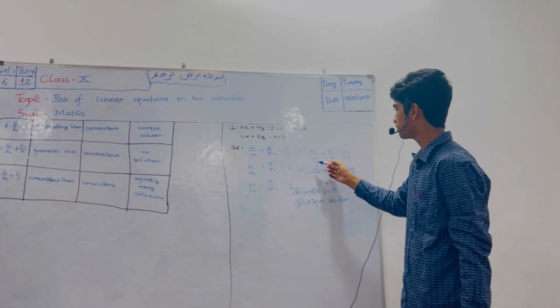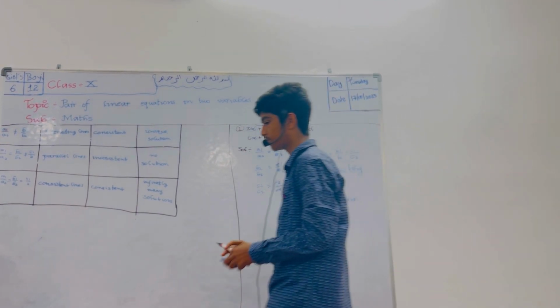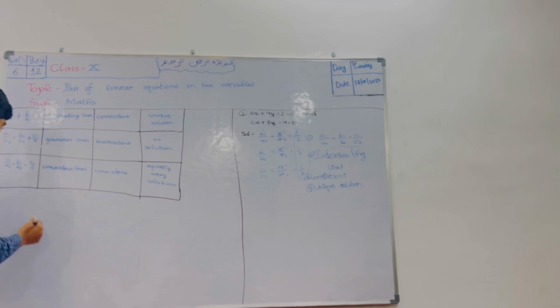So here we get a1 by a2 equals b1 by b2 equals c1 by c2. Now we will take a graph. We will draw a graph for these equations.